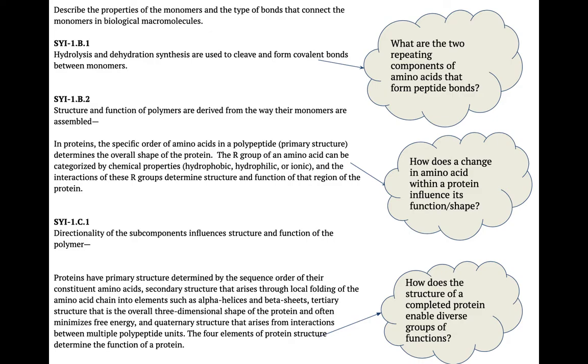Now, the last 2 molecules that we're going to talk about are a little bit more complicated because they are so diverse within their structure and order and function: proteins and nucleic acids. So when we talk about proteins, we have to think about what are the components of amino acids that form peptide bonds. When I'm looking at a polypeptide, how does the change in one amino acid change the function and shape of that protein? And how does the structure of completed proteins enable diverse groups of functional proteins, which there are many?